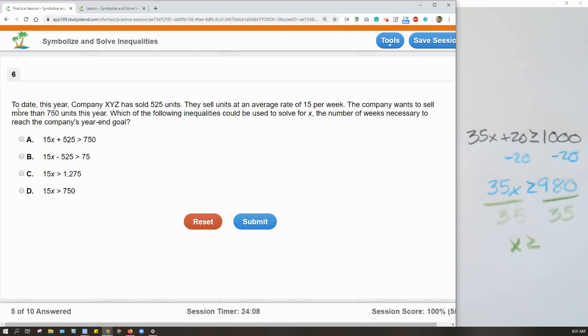Okay, more than. So our answer should have a greater than symbol. And these all do in this one. It doesn't help us to eliminate anything here because they all have the correct symbol. Now they sell 15 per week and they've got X weeks left. X is the number of weeks necessary. So we're going to say 15 times X to get the number that they're going to sell over that period. They've already sold 525. So we're going to add the 525 to the 15 times X. And that is A. That has to be greater than the 750 that they're trying to sell.